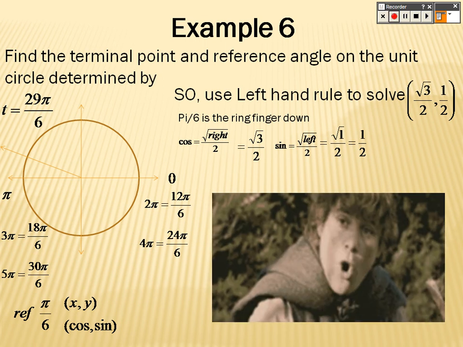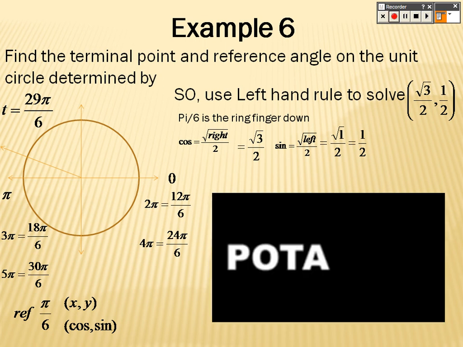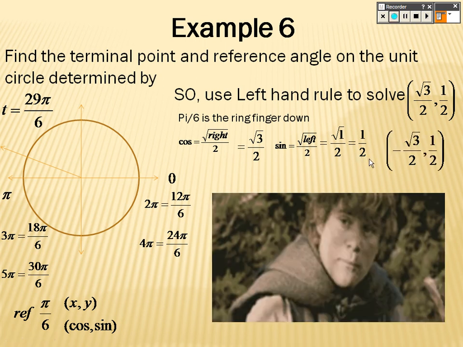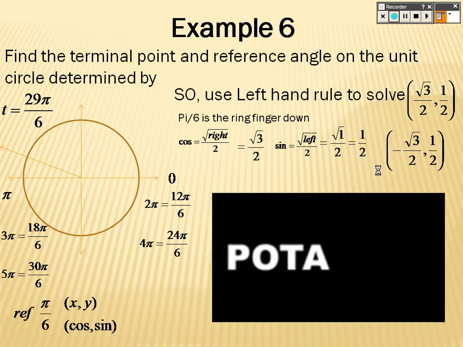And in that quadrant, it's all students, meaning S, meaning sine is positive. So the only thing positive there would be the 1/2. So it's negative root 3 over 2, 1/2.